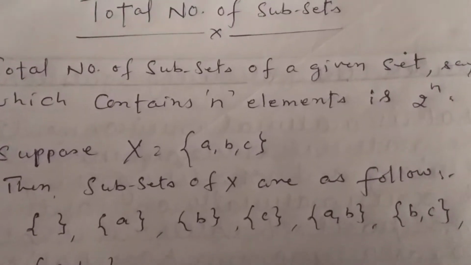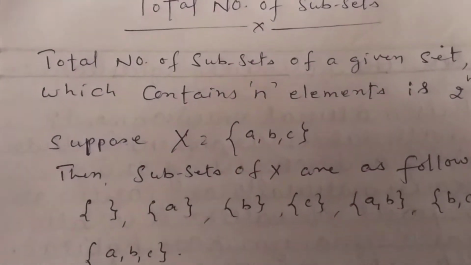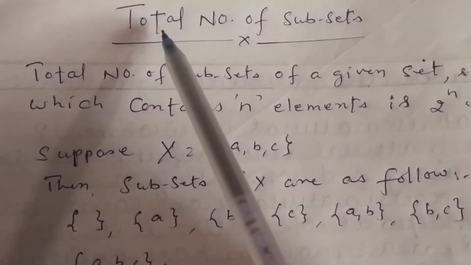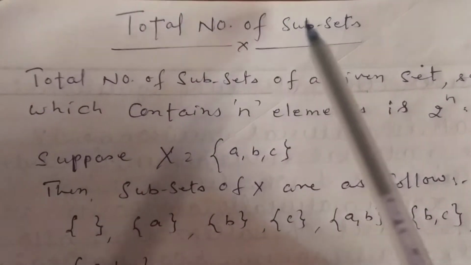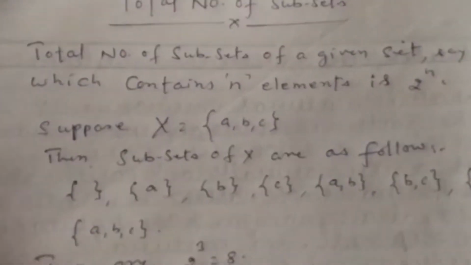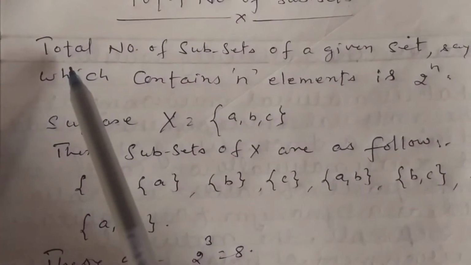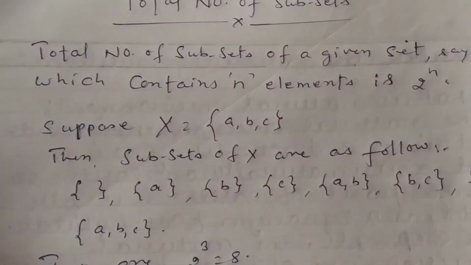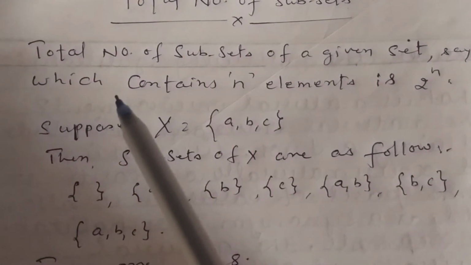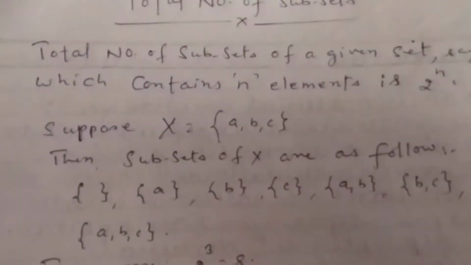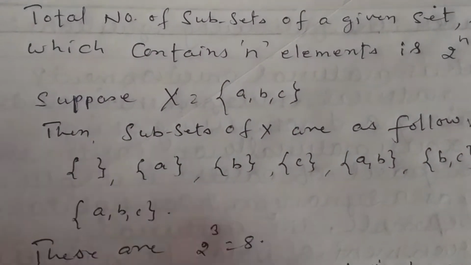Hello, dear students. Here we see that I have written a topic: total number of subsets. So in this video, we will study that the total number of subsets of a given set, say any set A, which contains n elements, is 2 raised to the power n.